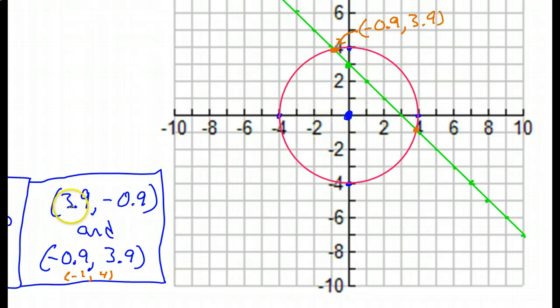And then we were supposed to have one at 3.9 comma negative 0.9. So again, this is very close to 4 comma negative 1. All right, so if I go over to 4 down to negative 1, that would be here, and this is real close to that. All right, so this must be our 3.9 comma negative 0.9. Okay, so graphically we're confirming what we found algebraically.